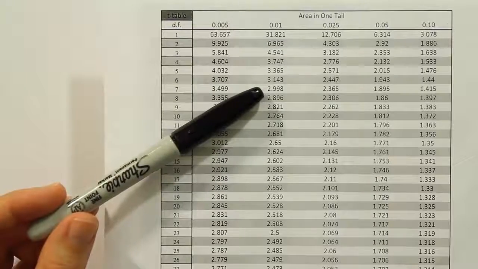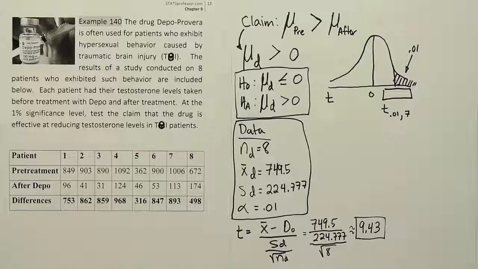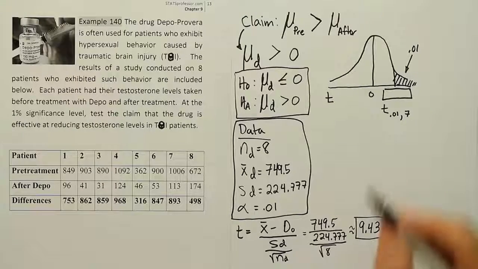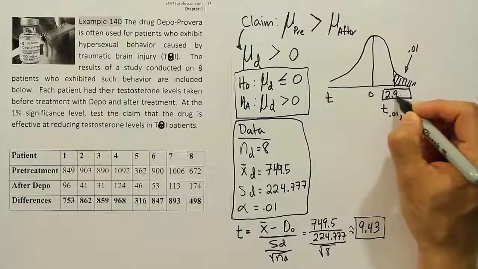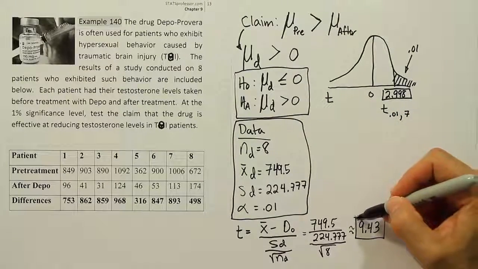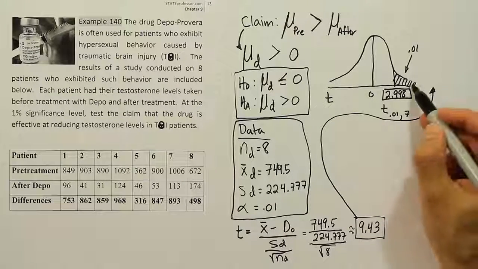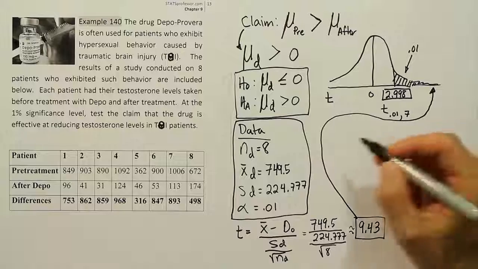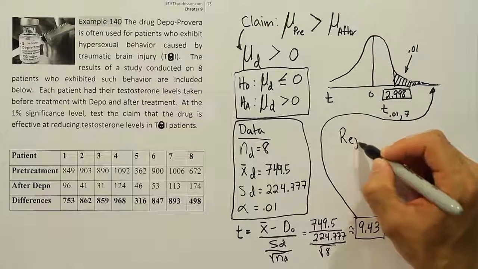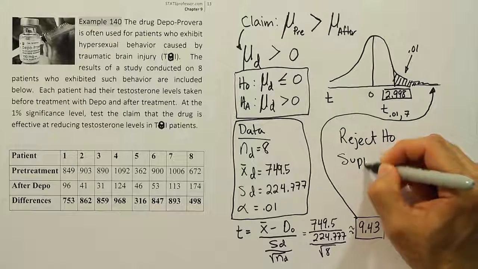That's 2.998. Okay, so our number was 2.998. That's our critical value. It's clear that our test stat is way over here in the rejection region. So we're going to conclude that we reject the null hypothesis and therefore support the alternative.